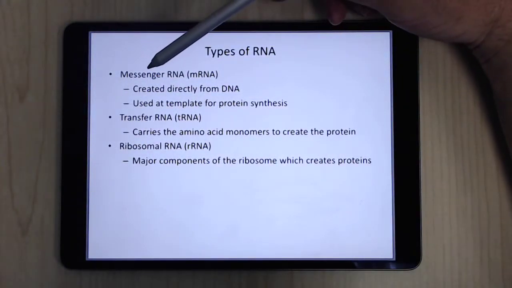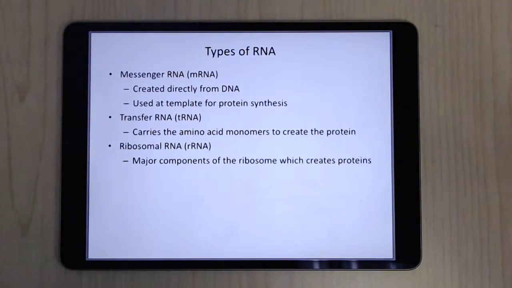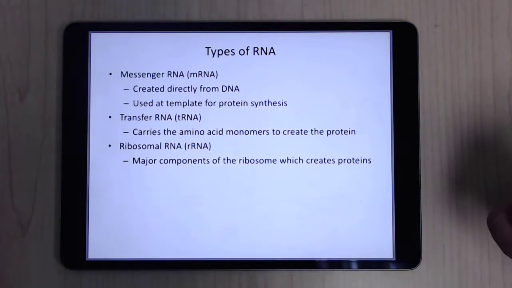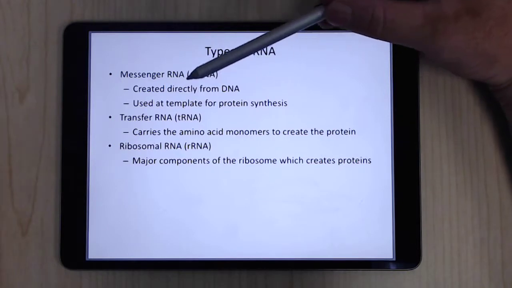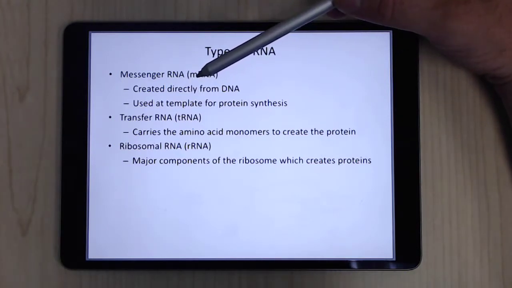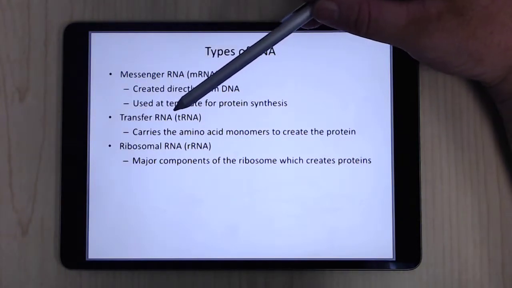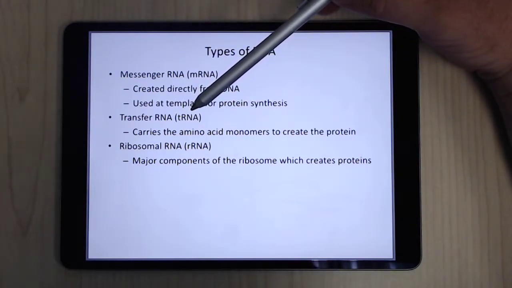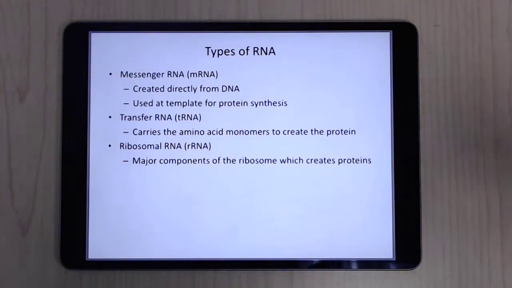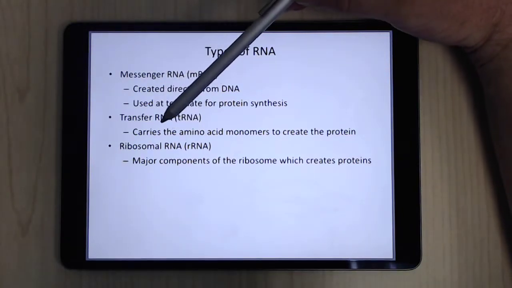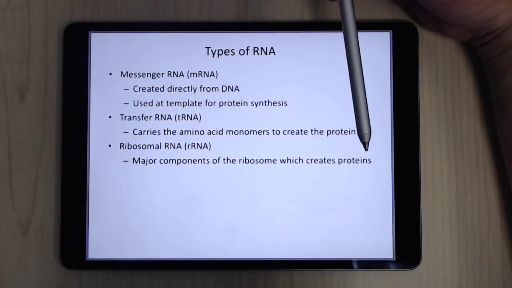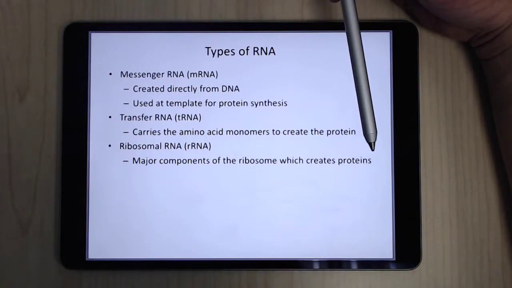The messenger RNA is the one that's copied directly from the DNA strand. It's going to be single-stranded, and that's what we're going to use to say what protein is going to be made. The transfer RNAs, or tRNAs, carry the amino acids that we use to make the protein, so those are involved in translation. Then there's the ribosomal RNA. These are the major components of making the protein.